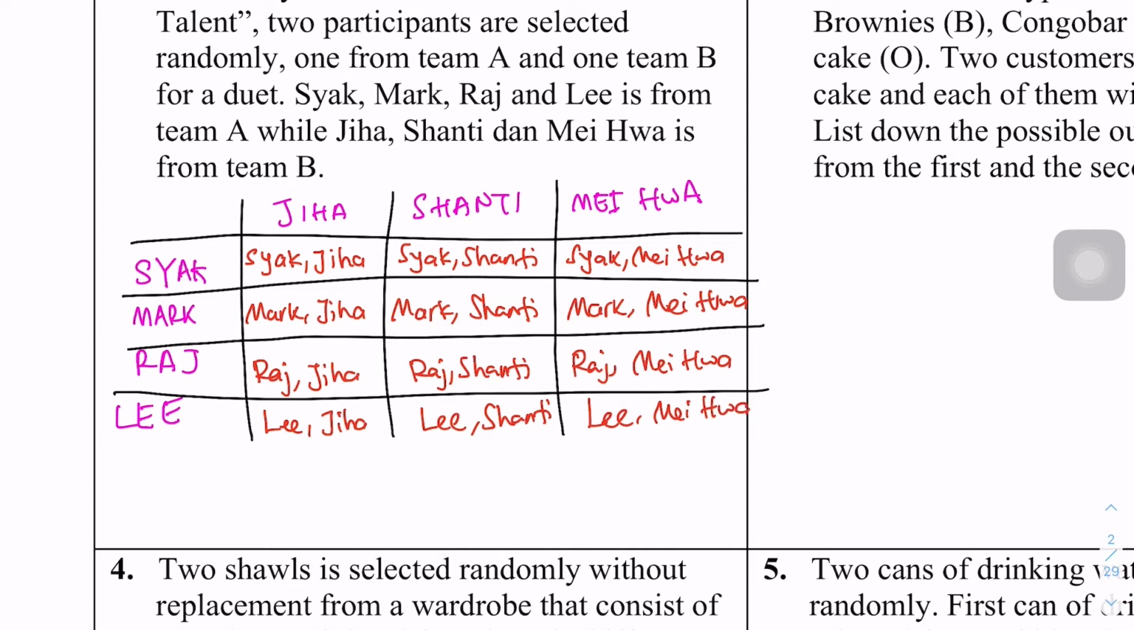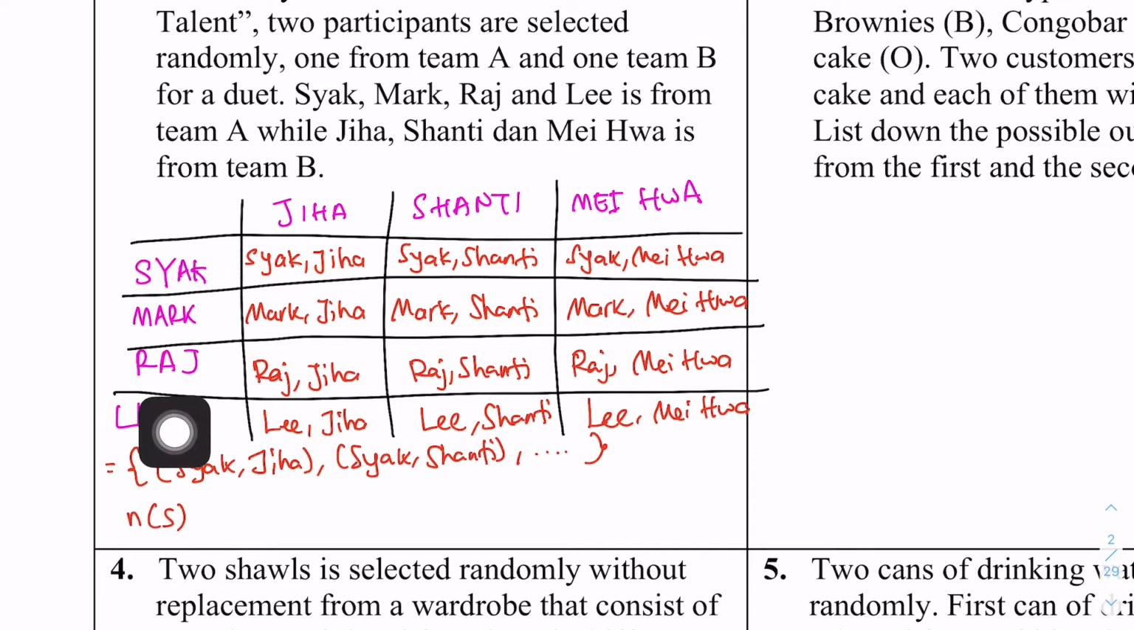Then you can list them down as follows: Shak Jiha, Shak Shanti, and so on. From this situation, we know the number of sample space is, we have 4 from team A and 3 from team B, so we have 4 times 3, which is 12.